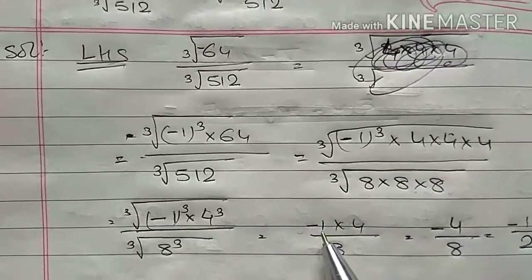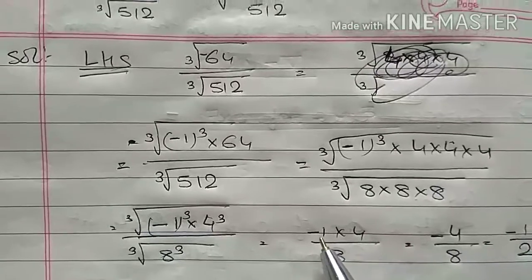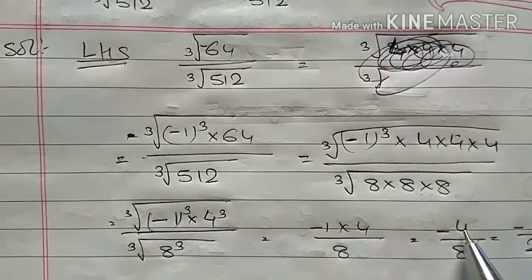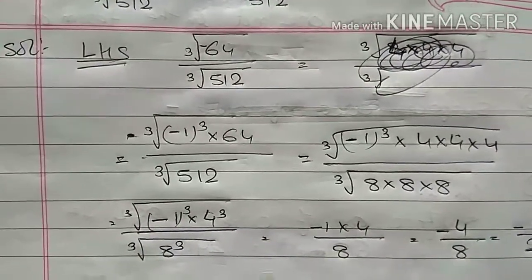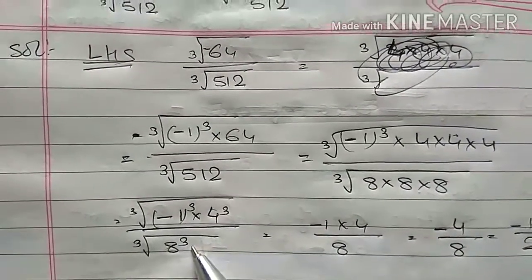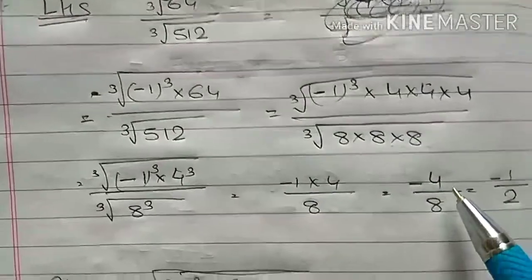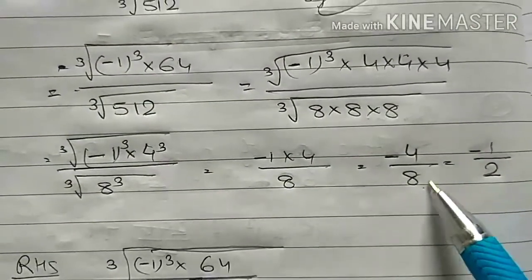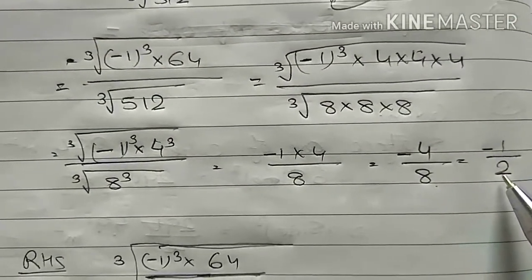So what will we get? -1 into 4, so -1 into 4 becomes -4, and by 8, because after removing this cubic root, it also removes the power of cube. So what will we get? -4 by 8, which is -1 by 2 after dividing.